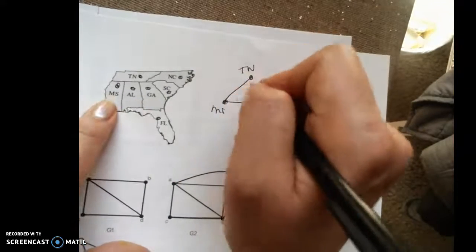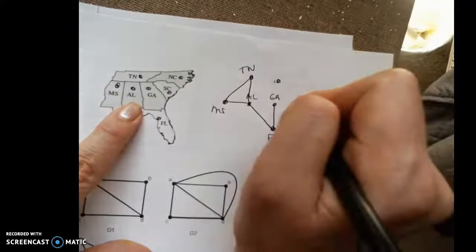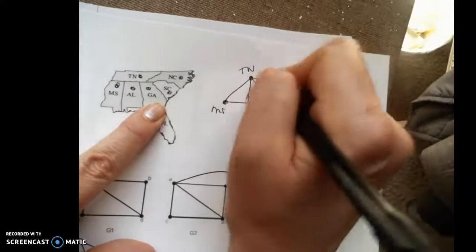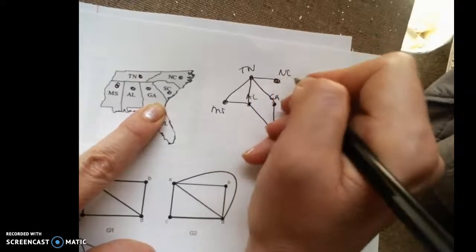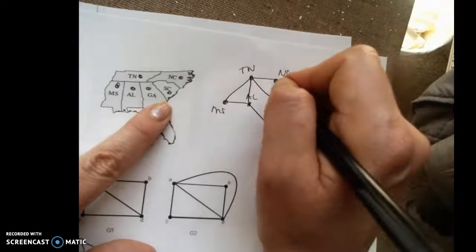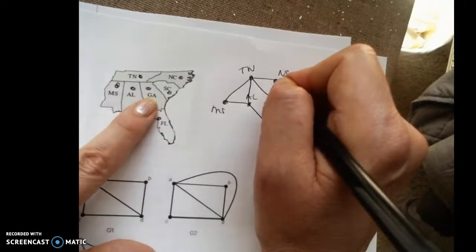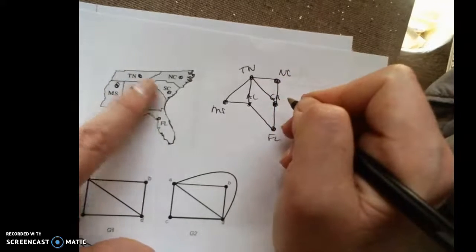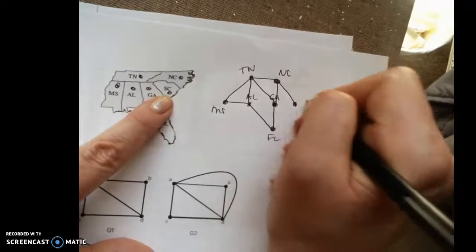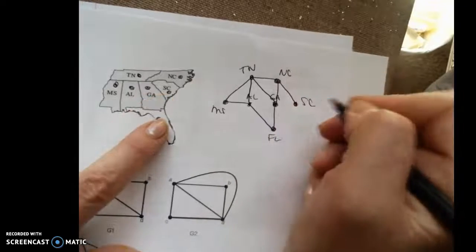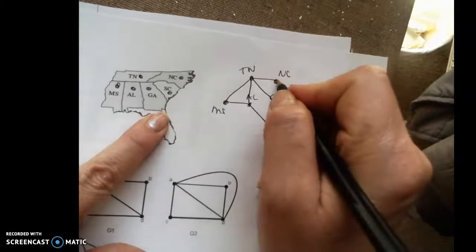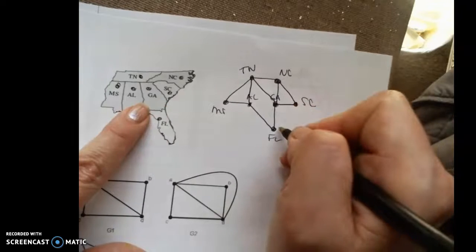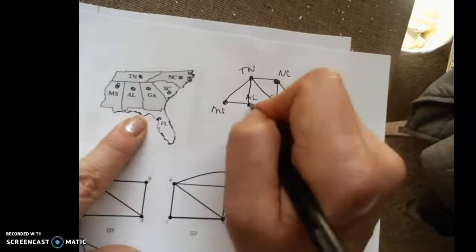Tennessee is attached to Mississippi, Alabama, Georgia, and North Carolina. North Carolina is attached to Tennessee, Georgia, and what, South Carolina? Okay, and then South Carolina is touching North Carolina. South Carolina touches Georgia. Does not touch Florida, and then these all connect.